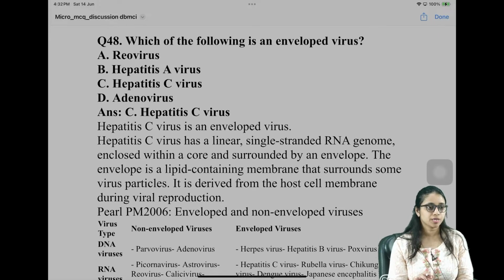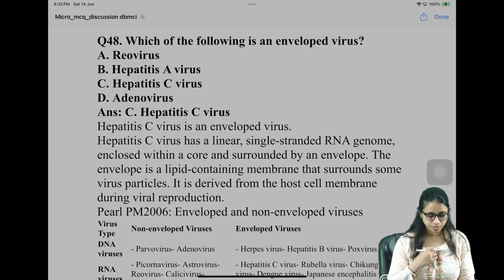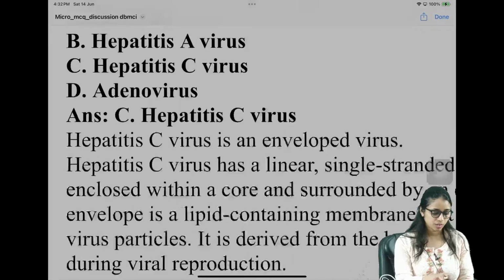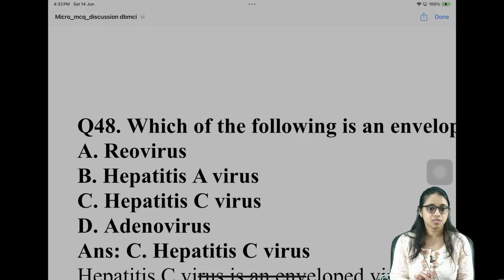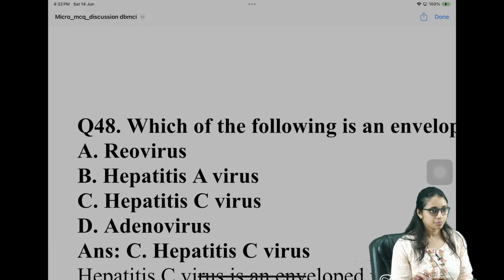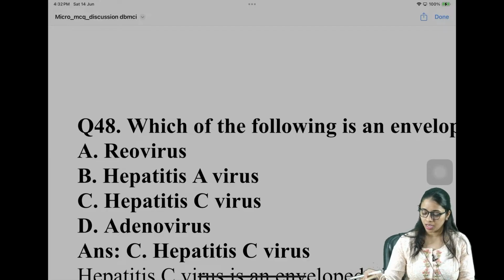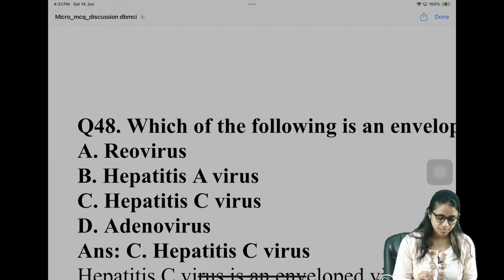We'll move on to the next question. Question number 48. Which of the following is an enveloped virus? Okay, so what is the answer? Hepatitis A, C, adeno or reovirus? B and C. B and C are the hepatitis viruses that contain an envelope.